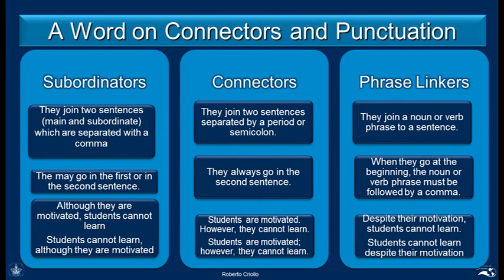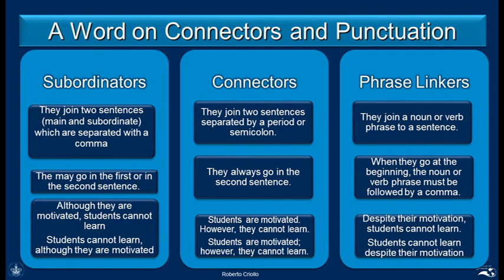Let's begin with subordinators. Subordinators join two sentences. One is the main sentence and the other is the subordinate sentence. These ones are separated with a comma. And the position that the subordinator is going to take is variable because it could go in the first or in the second sentence. Here are two examples. Although they are motivated, comma, students cannot learn. Or we can say, students cannot learn, comma, although they are motivated.